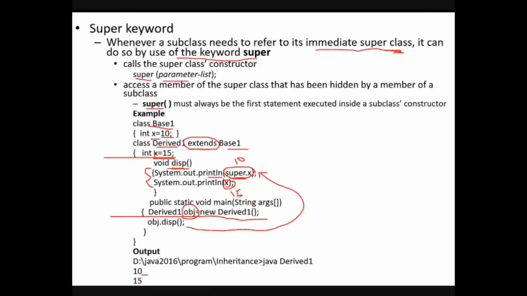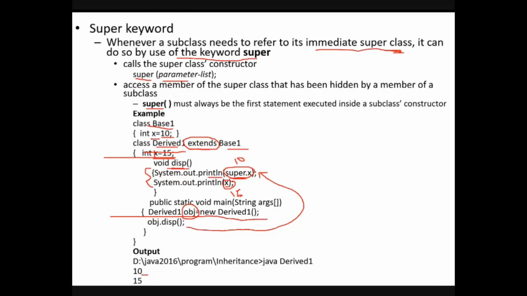Now understood? This one understood? Yes, ma'am. Okay. And then if this derived class does not have the x data member, will this program show an error? If the derived class does not have x, will this program show an error?